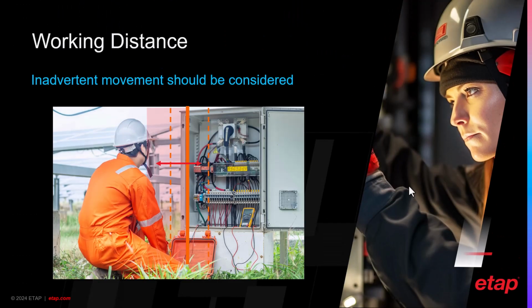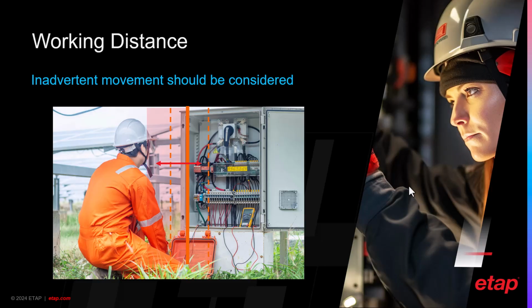Now, the last but not least input parameter that we need to take into consideration, of course, is the working distance. Now, this one is probably pretty obvious, right? Depending on the work practices and the inadvertent movement from the worker, we could potentially either be increasing or decreasing that nominal working distance. So we want to make sure we factor that into our curve because, again, the farther away we get from that device, the less exposure we have, but the closer we get, of course, that works against us with a higher incident energy exposure.